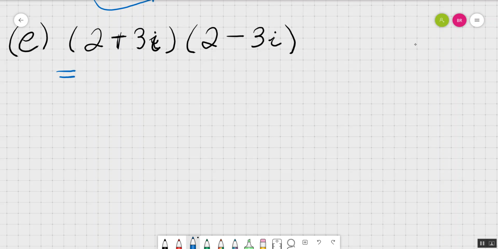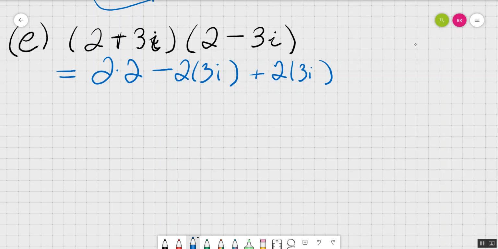FOIL to the rescue. So firsts, which will be 2 times 2 plus, or maybe minus, I don't know yet, I'm not going to fill it in. My outer, 2 times -3i. Inners, so plus 3i times 2. And then last, so negative, 3i times 3i. Cool. Let's multiply to our heart's delight.